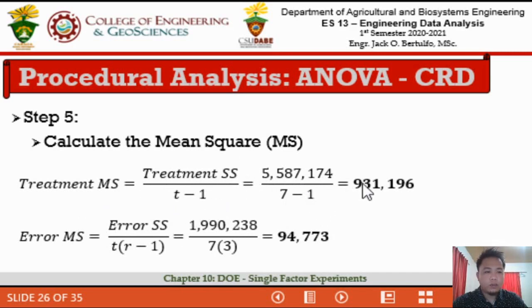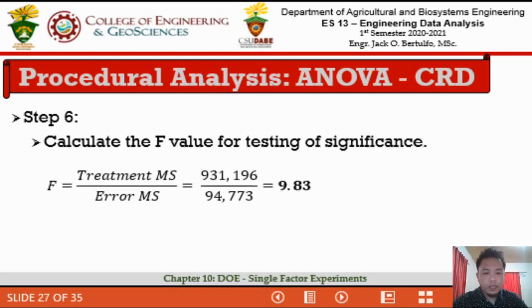Plug lang kadra. So 931,196. Then for error MS, the same, error SS divided by its degree of freedom, then you have this 94,773. So you have the SS, you already have the MS, then we can calculate now the F value.